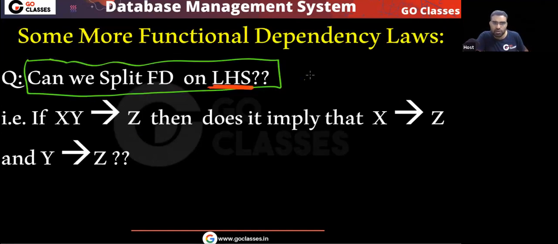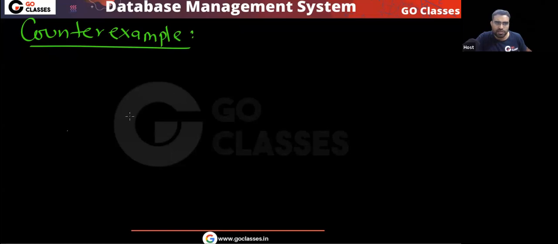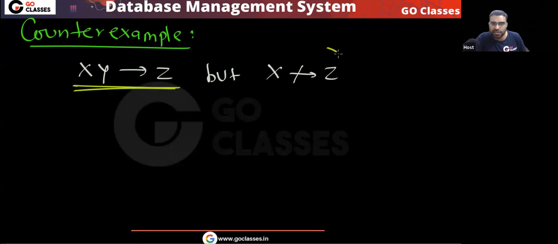For this question, the answer is no. Why? Can you give me a counter example? Counter example means this type of situation I want: that xy determines z, but x does not determine z. This type of situation I want. So can you give me?